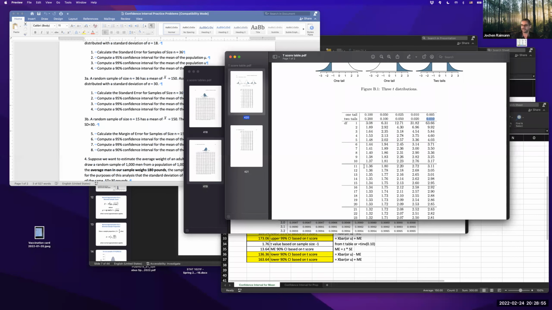Does that make sense so far? Any questions on the differences between z distribution and t distribution? So the difference is really that you do not have the real standard deviation of the population given, but you're estimating the standard deviation from the sample standard deviation.